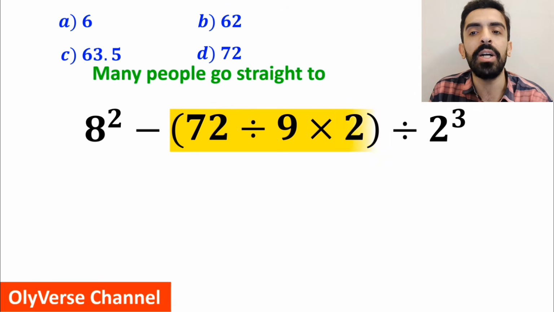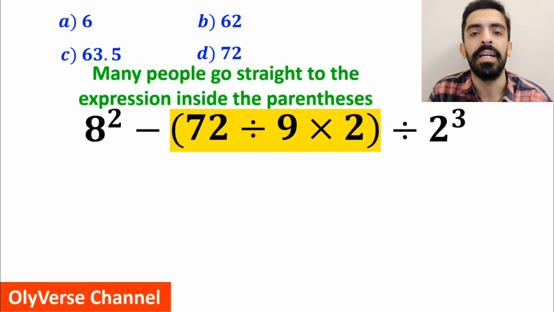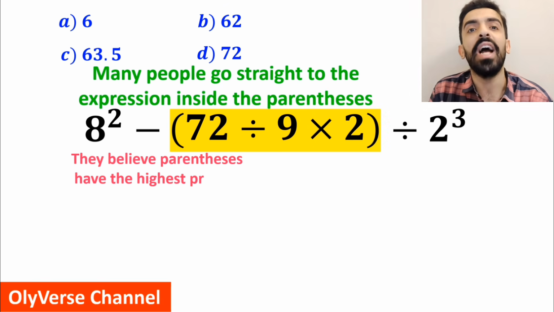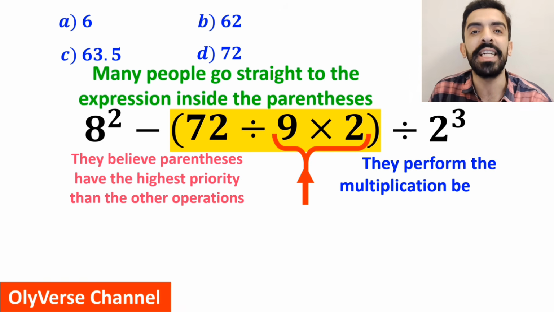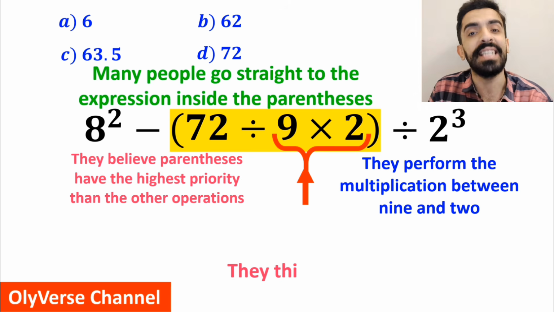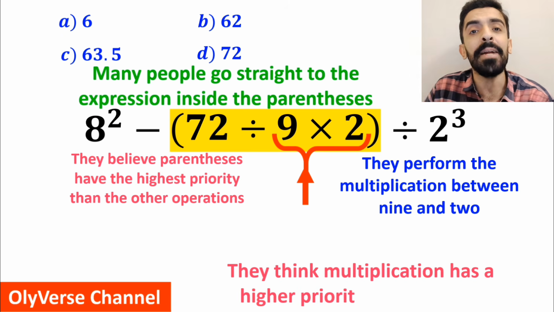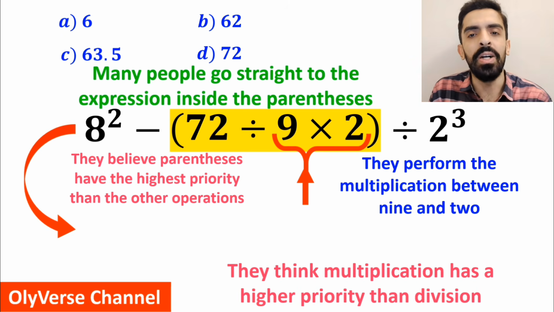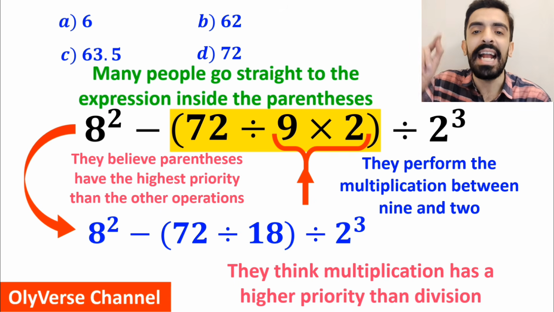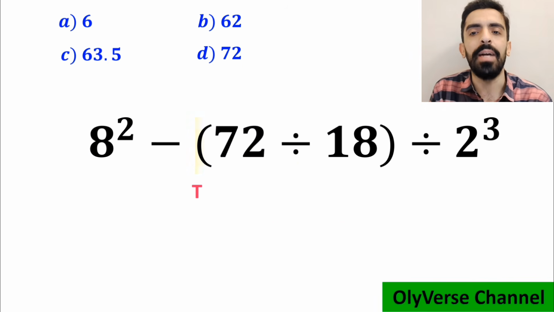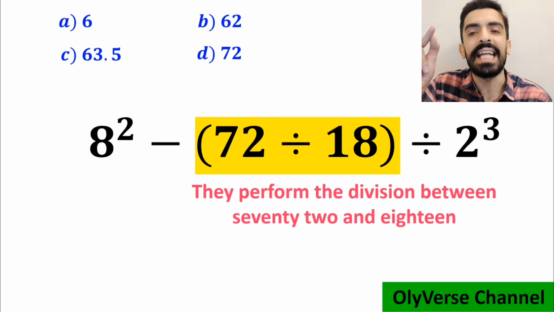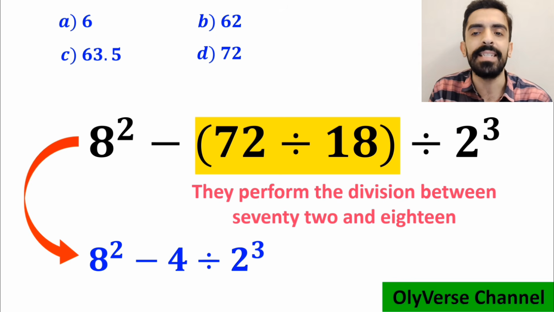At the beginning, many people go straight to the expression instead of parentheses because they believe parentheses have a higher priority than the other operations. And they immediately perform the multiplication between 9 and 2 because they think multiplication has a higher priority than division. So, they simplify this expression and write it as 8 squared minus 72 divided by 18 instead of parentheses, then divided by 2 cubed. And the next step, they move on to the division between 72 and 18 and replace this expression with 8 squared minus 4 divided by 2 cubed.